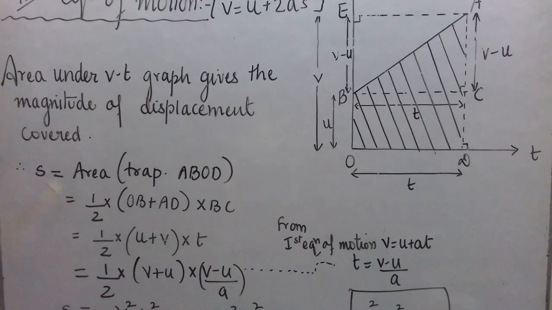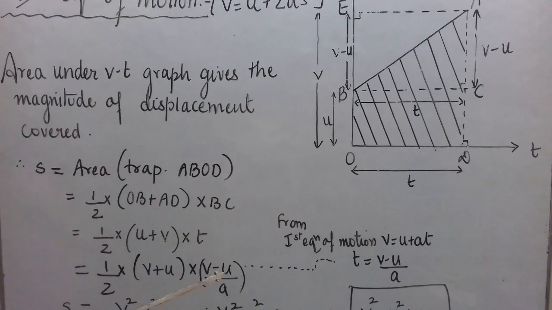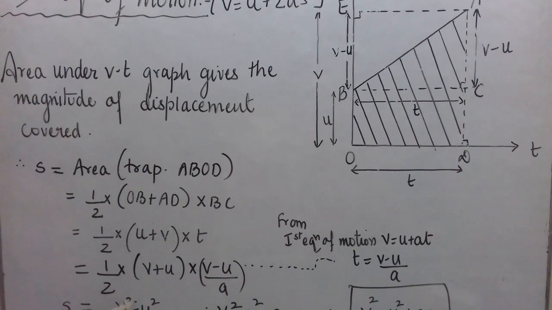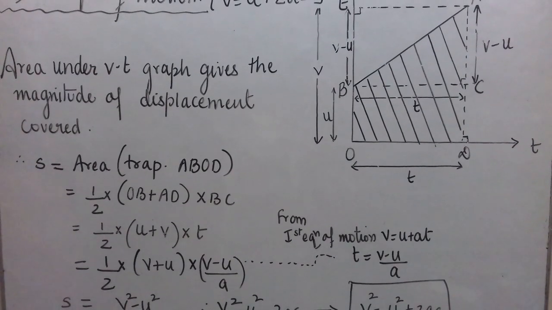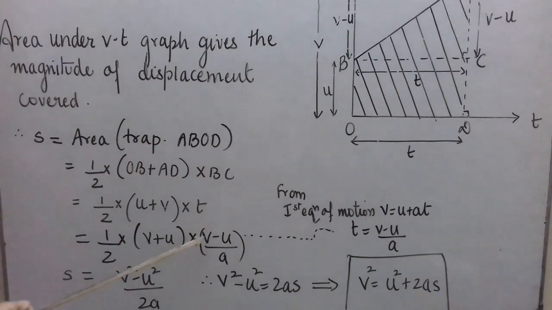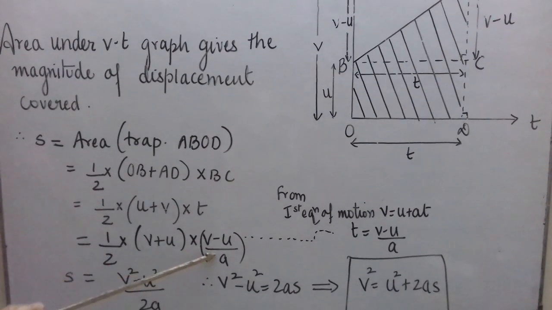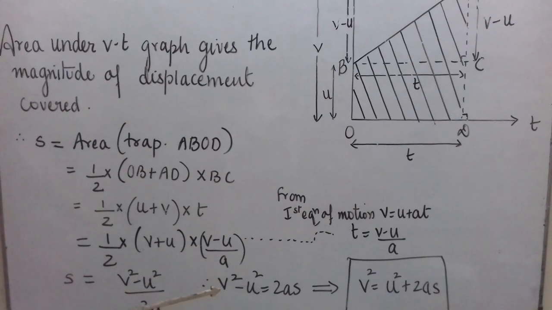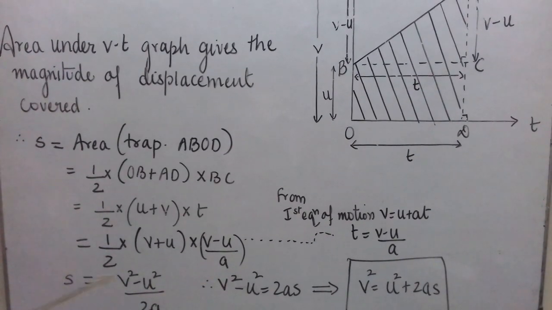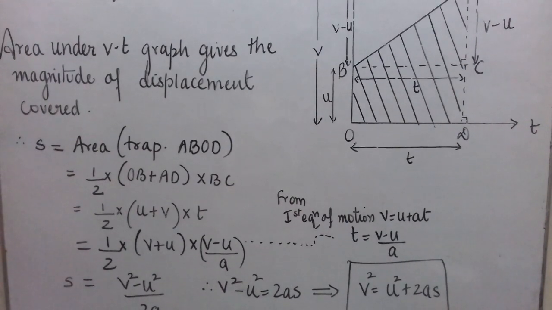So we can write s is equal to (v plus u) into (v minus u), which is what? It is v square minus u square. You know, (a plus b) into (a minus b) is a square minus b square. So similarly here, (v plus u) into (v minus u) is v square minus u square. And in the denominator we have 2 into a, which is 2a. Simplifying this, we get v square minus u square is 2as, and thus v square is u square plus 2as. This is our third equation of motion.